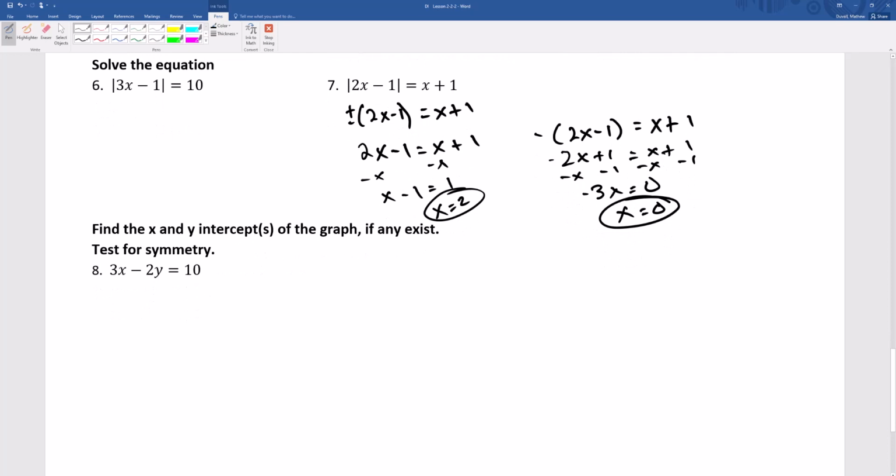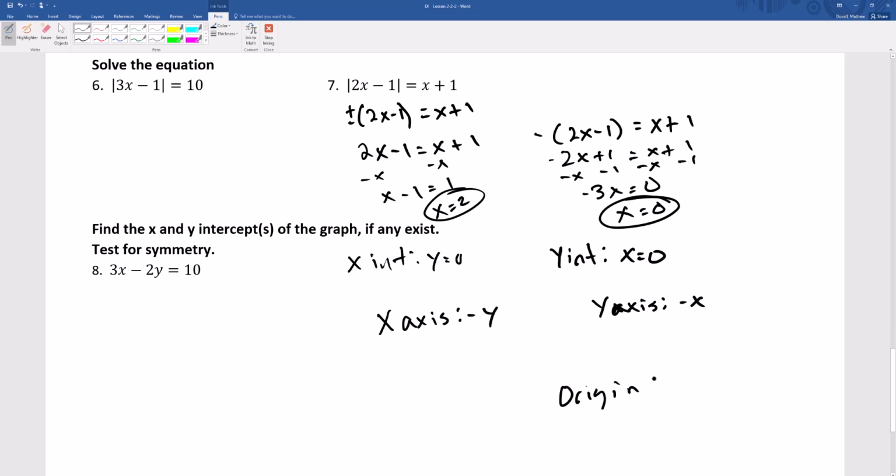So now solving the x and y intercepts. Remember, for the x-intercept, you plug in 0 for y. For the y-intercept, you plug in 0 for x, and you solve for each one. Test for symmetry. If it's over the x-axis, you're going to replace y with negative y. If it's over the y-axis, you're going to replace x with negative x. For the origin, it's both: negative y and negative x.